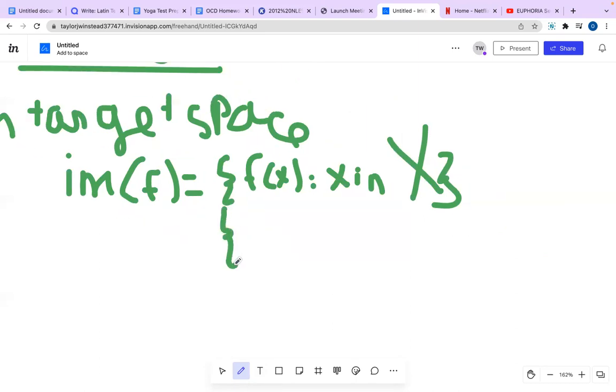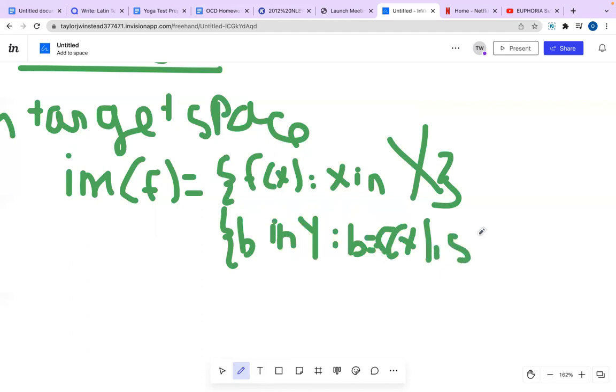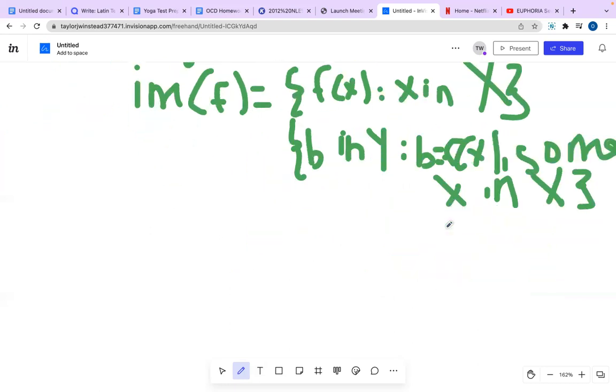If we say that b is in Y and b equals f of x for some x in X, then in other words, the image of f is basically all of the f of x's that can be the output for any of the x's in the function that we're dealing with, right?